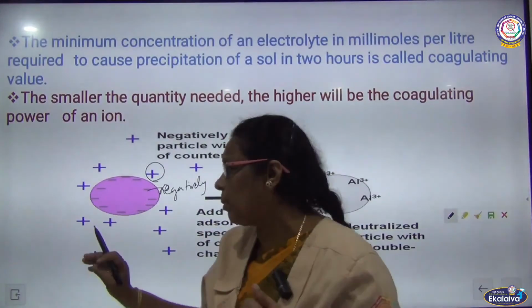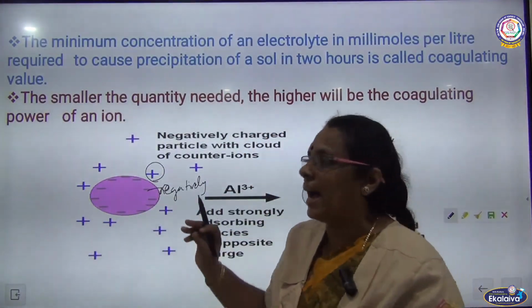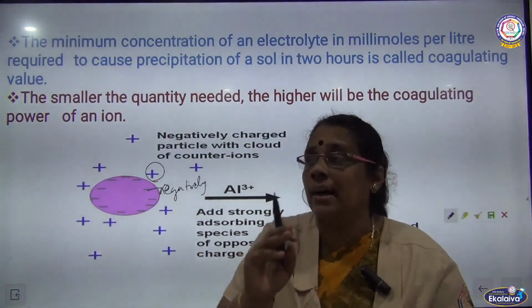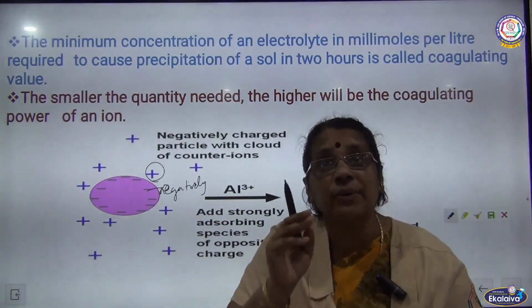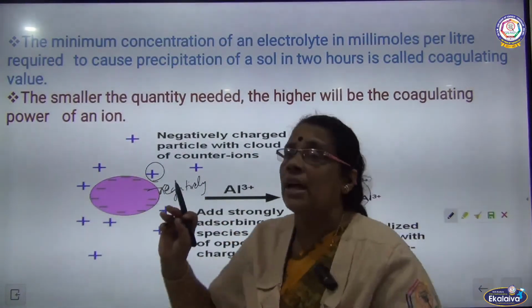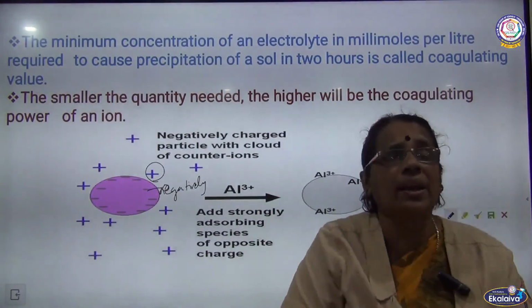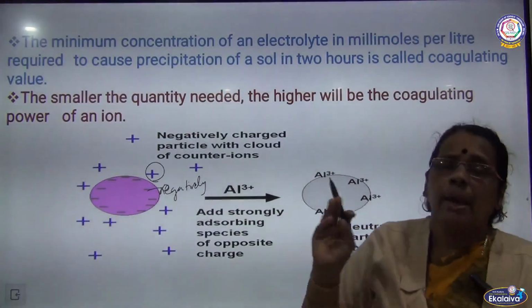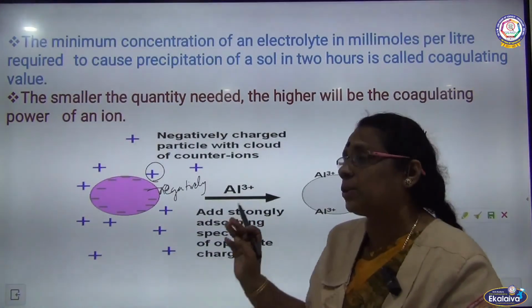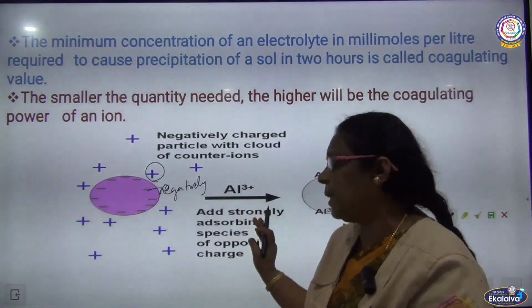So this slide talks about a negative sol where we are adding the higher charged particle, that is, a positively charged particle, aluminum 3 plus. So what is happening here? They are coming closer. Mutual coagulation is taking place, which leads to the precipitation of the colloidal particles. So colloidal particles are converted into a precipitate here.